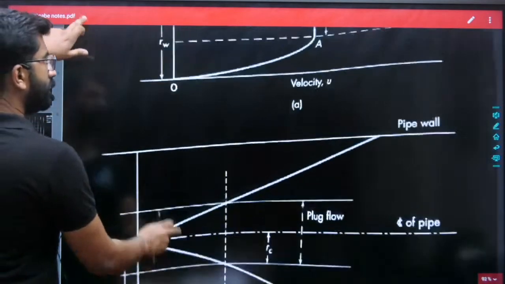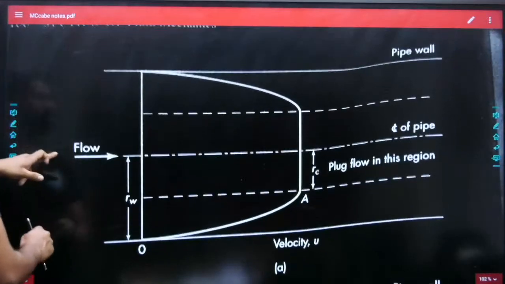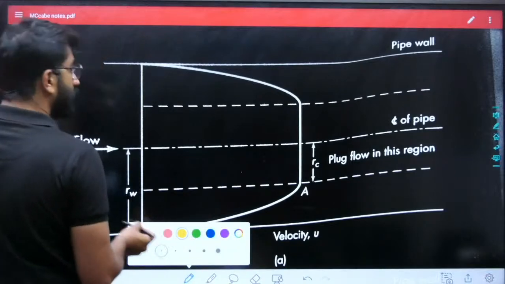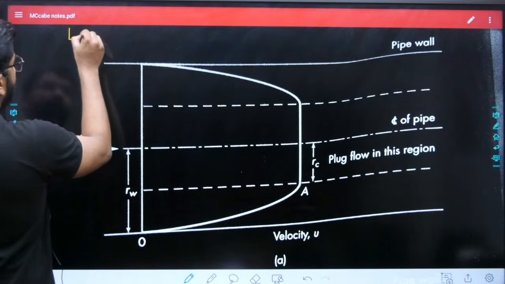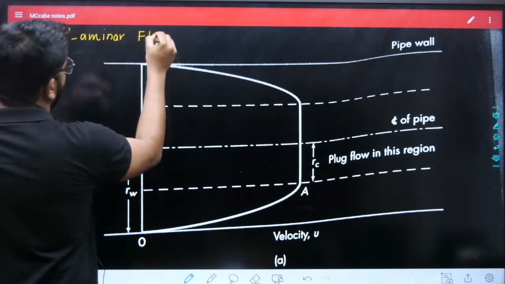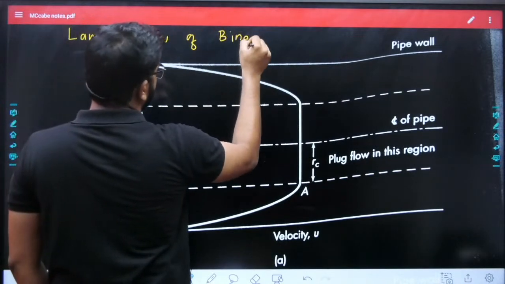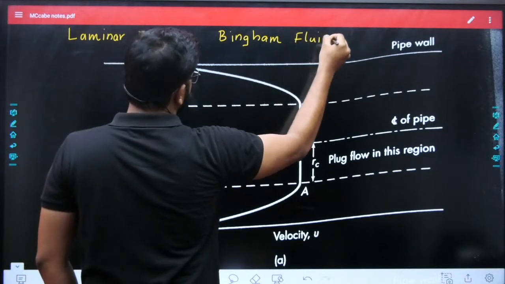This is the diagram of laminar flow of Bingham plastic fluid. So note this down, normally a question comes. This is laminar flow of Bingham fluids in a pipe. Laminar flow of Bingham fluids or Bingham plastics in a pipe.